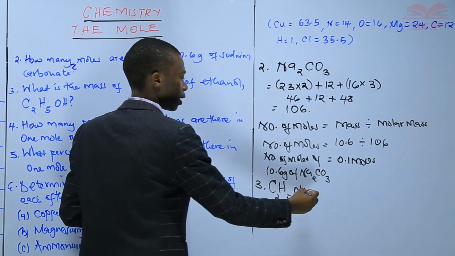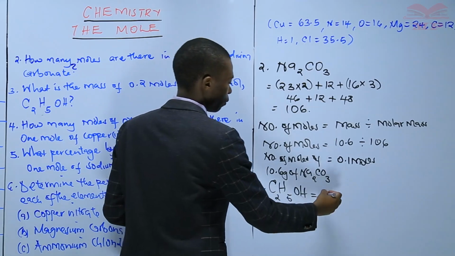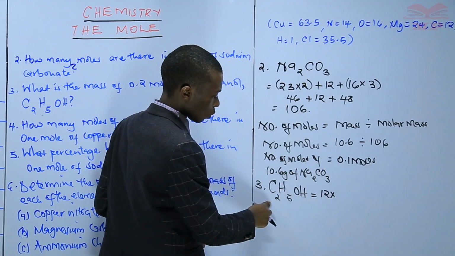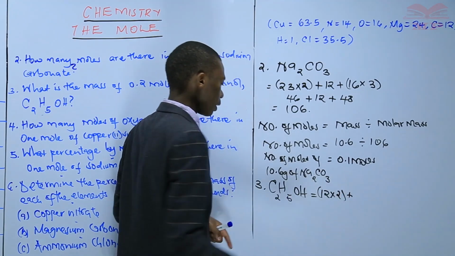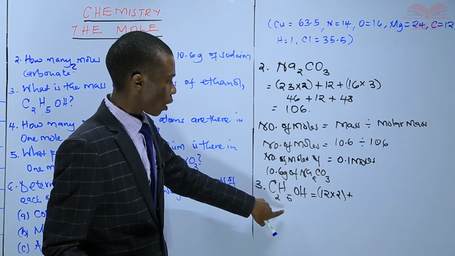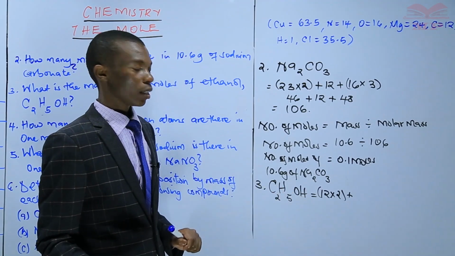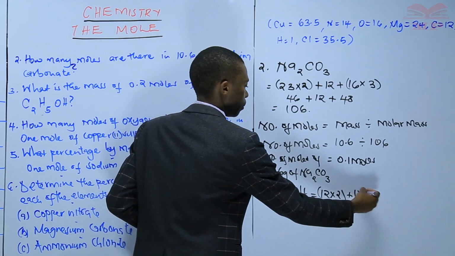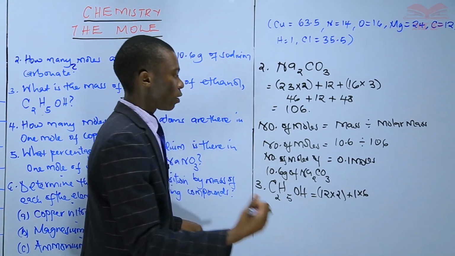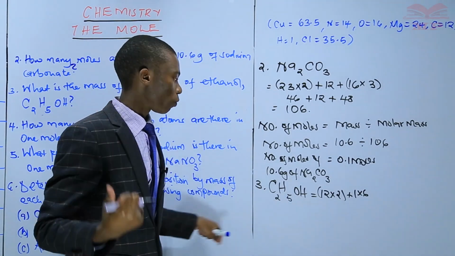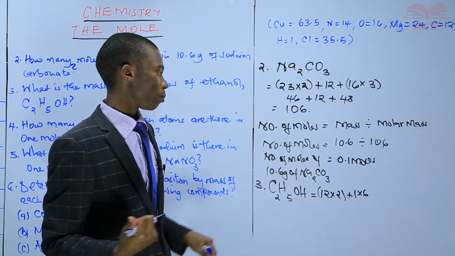Therefore, the relative formula mass of this will be: carbon has a mass of 12. There are 2 atoms of carbon, therefore 12 times 2, plus the mass of hydrogen, which is 1. We have 5 atoms of hydrogen and we have another one here. Therefore, the hydrogen atoms are 6, and the mass of hydrogen in this compound will be 1 times 6, because there are 6 atoms.